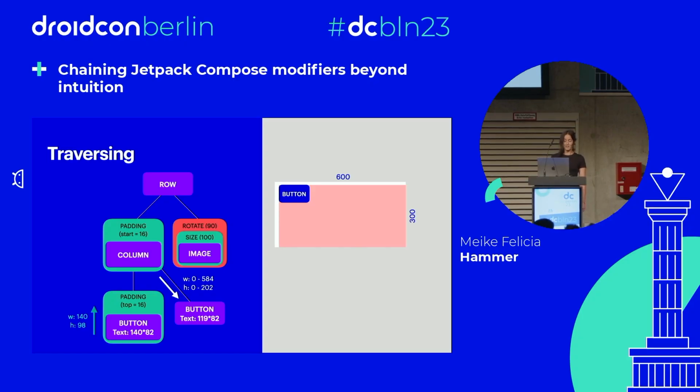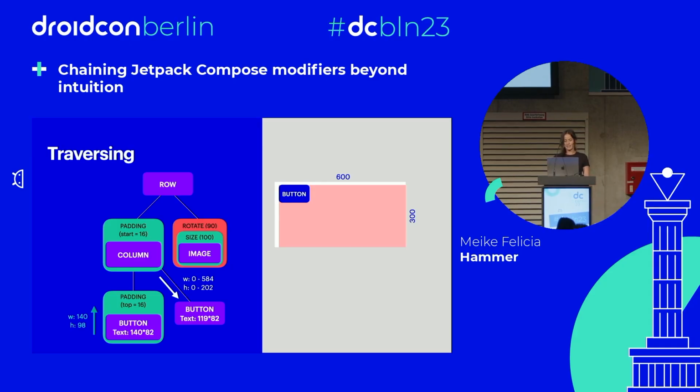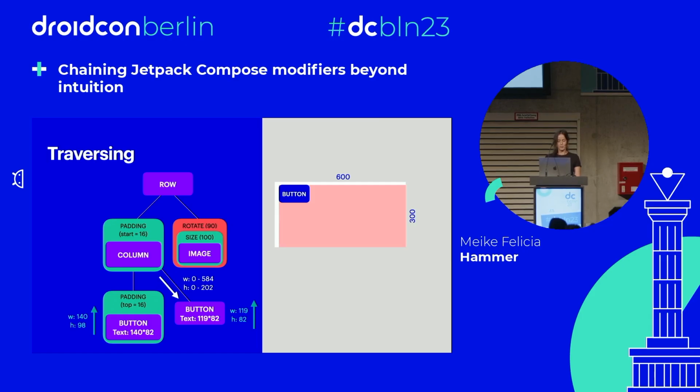leaf. We now have some width left, a range from our constraint between 0 and 584, and also a height of 0 to 202, because our first child inside the column already took some space, and also the padding modifier with a start of 16 dp. So again, we have another button which seems to have less text because the width is only 119, but of course having the same height. So easy on that, it's just reporting that width.